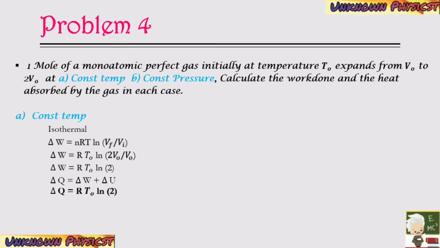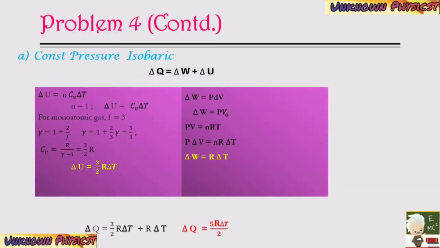Next is for constant pressure. Here by first law of thermodynamics, delta Q is equal to delta W plus delta U. So we know delta U is equal to nCV delta T. They are given 1 mole of gas, so n is 1 and delta U is CV delta T after substituting n.